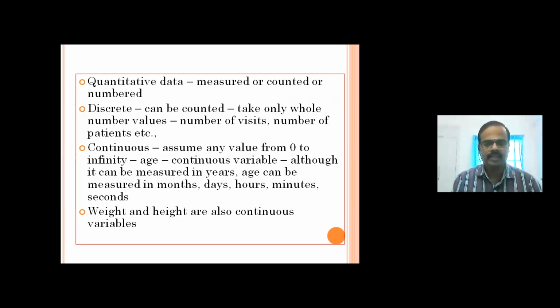And similarly, the data which assumes values from 0 to infinity, meaning it can even have decimals, is continuous. So age can be measured in terms of years, months, days, hours, minutes, seconds. The data becomes huge. This is what we call measurable data, but it is continuous. Another example of continuous data is weight and height. So quantitative data can be measured and is classified into two types: discrete and continuous. Discrete can take only whole number values. Continuous can assume a range from 0 to infinity.